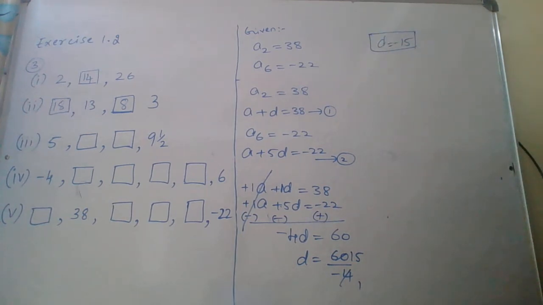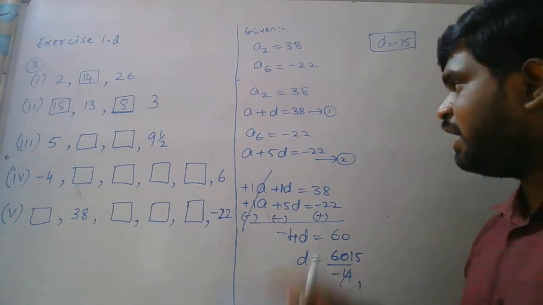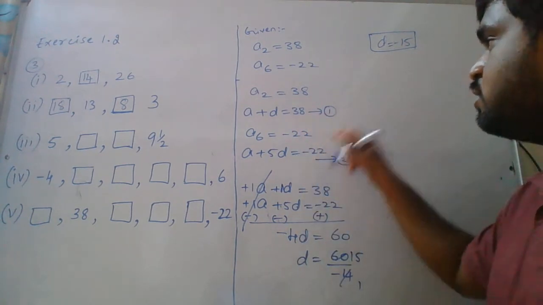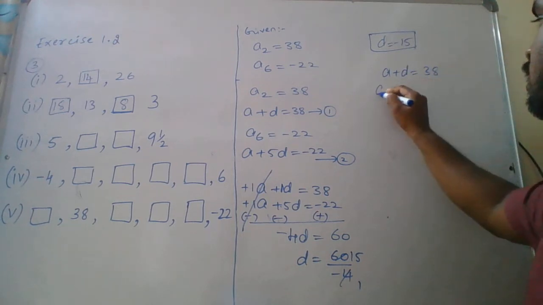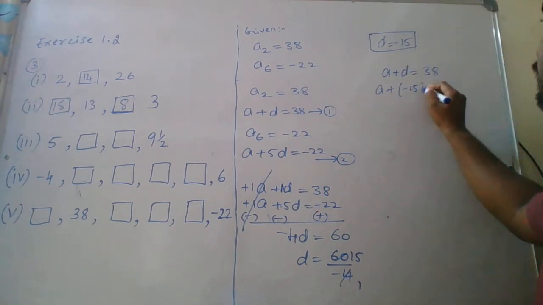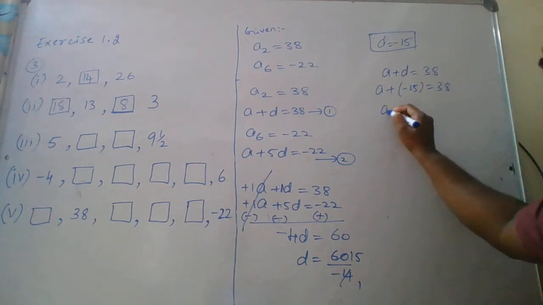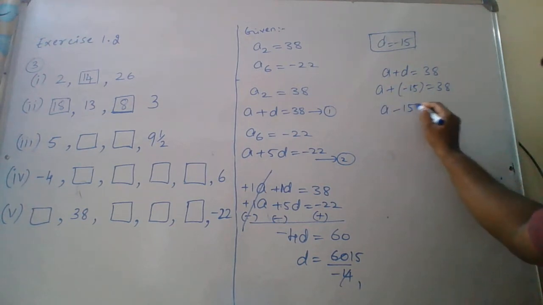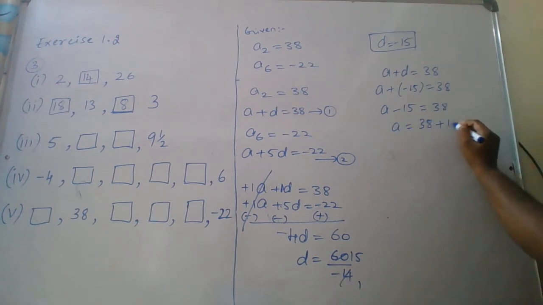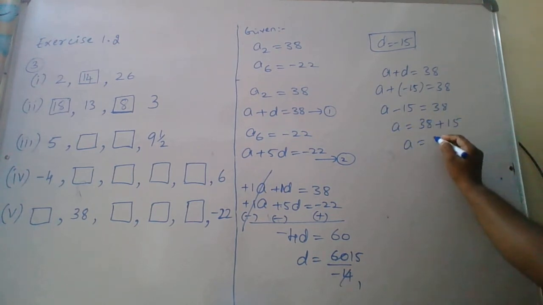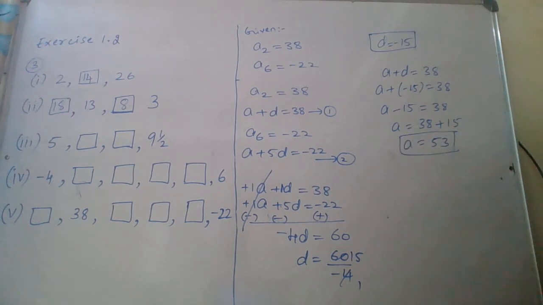Once you get the value of D, you can easily find A. How do you find A? Take any one of these equations. It's your wish. Let me take the first one. A plus D is equal to 38. A plus minus 15 equals 38. A is equal to 38 plus 15. Therefore, A is equal to 53. You will get the value of A.